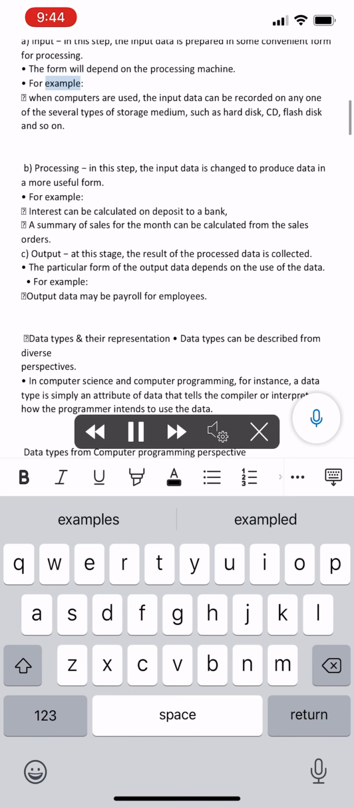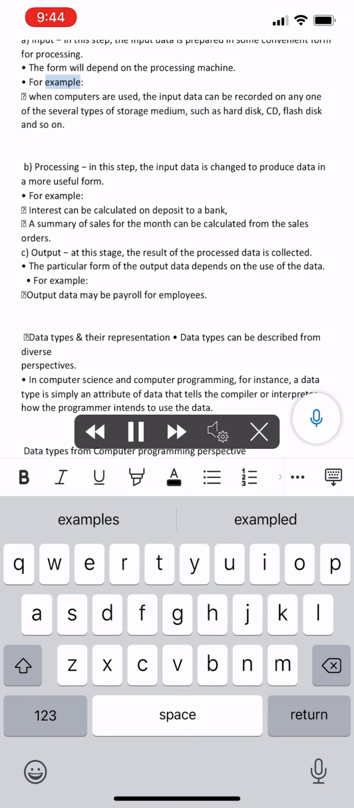For example, when computers are used, the input data can be recorded on any one of the several types of storage medium, such as hard disk, CD, flash disk, and so on.